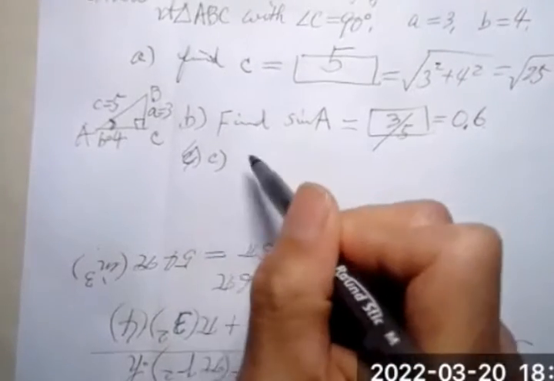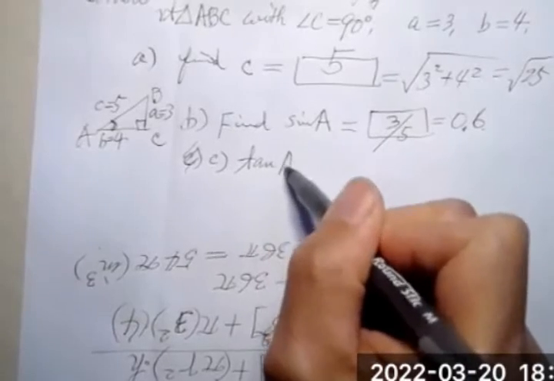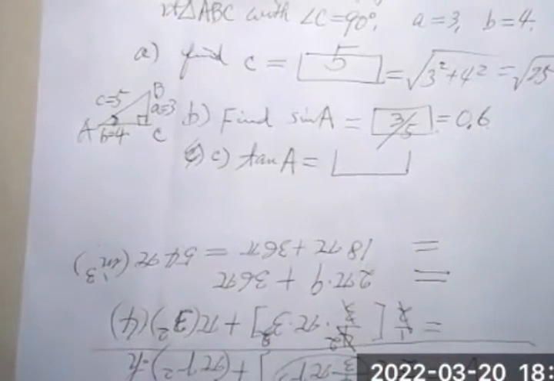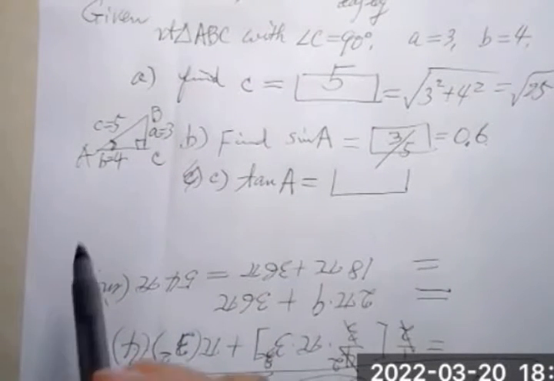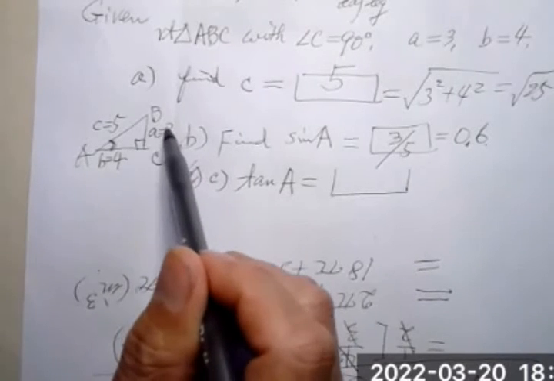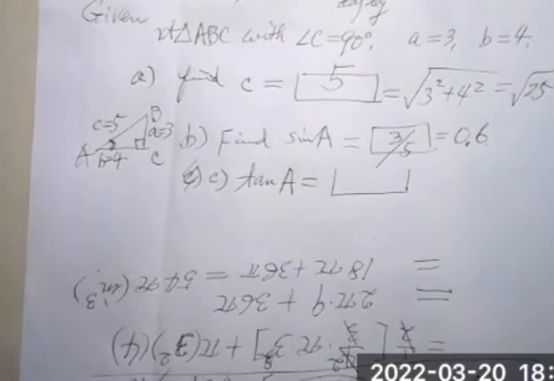Let's see. Find the tangent A. You might need a calculator at hand later on. At this level we allow calculators. Find the value of tangent A. If I didn't mark the length of a side, you better mark it, otherwise it's very easy to mess up.